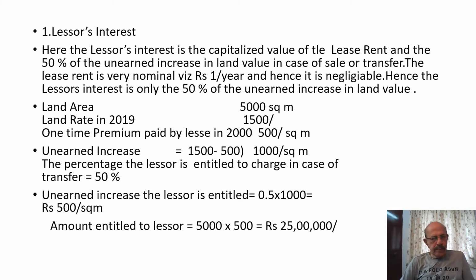So the unearned increase the lessor is entitled to is equal to 0.5 into 1,000, which is equal to rupees 500 per square meter. The amount entitled to the lessor is equal to 5,000, the area of the land, and the unearned increase for the lessor is 500 per square meter, which is equal to rupees 25 lakhs.